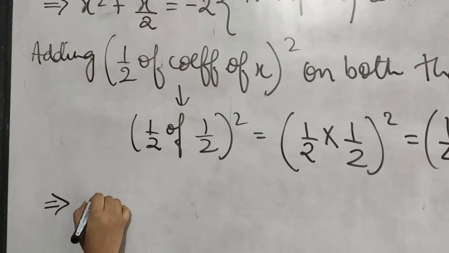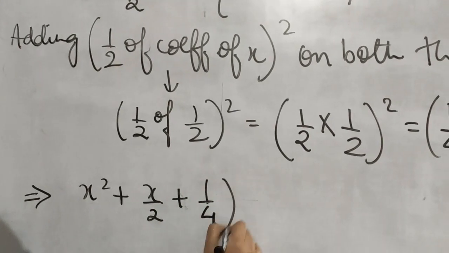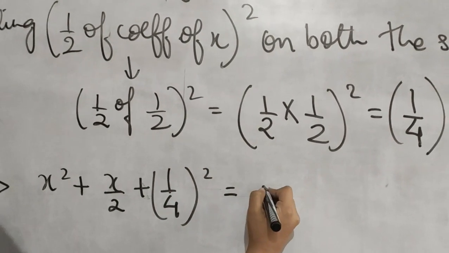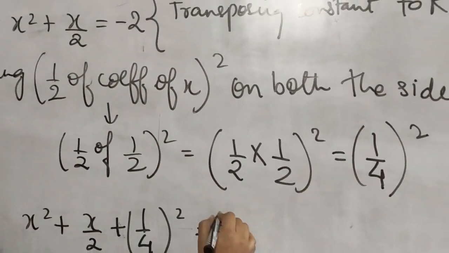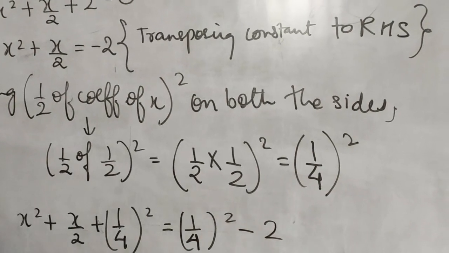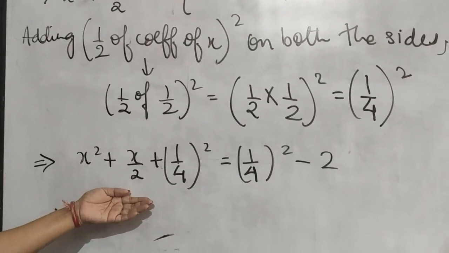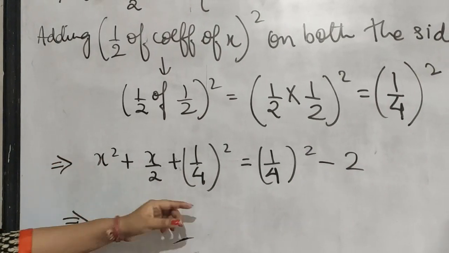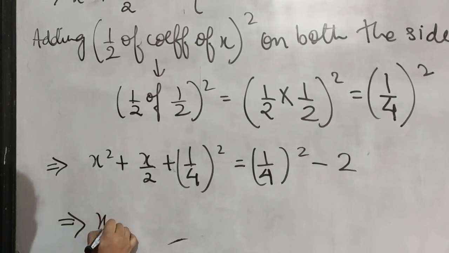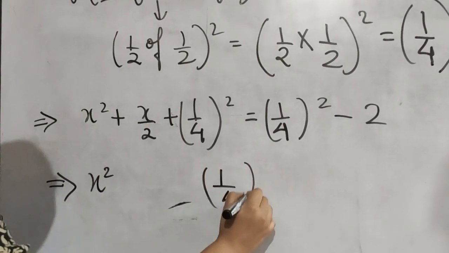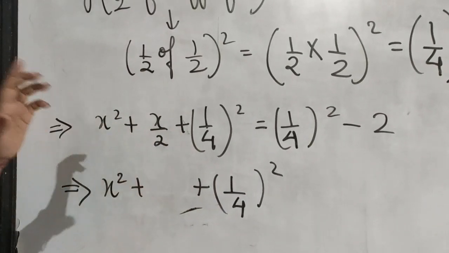So we will get x square plus x by 2 plus 1 by 4 whole square is equal to, on the RHS we have minus 2, so this will be 1 by 4 whole square minus 2. So now we are going to turn this into the form of a plus b whole square. We have a square, we have b square. What are we left with? 2ab. So let us solve this. This is 1 by 4 whole square.